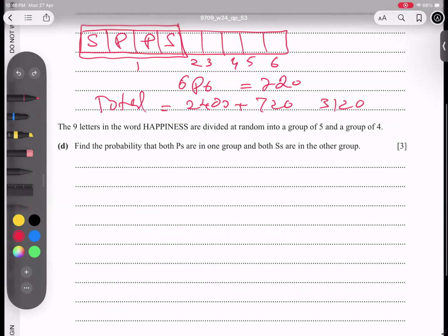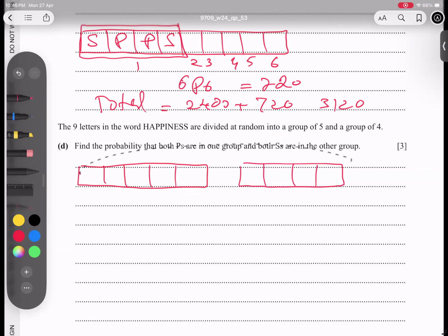Last part of the question, students. The 9 letters of the word happiness are divided at random into groups of 5 and 4. So 5 and 4, let's try to do it. 5 and 4 groups of people. 1, 2, 3, 4, 5 and 4.